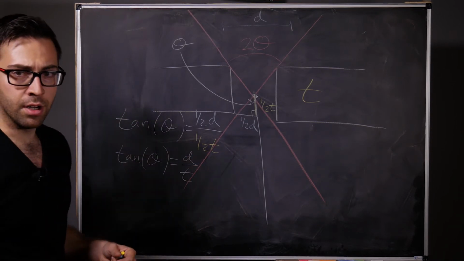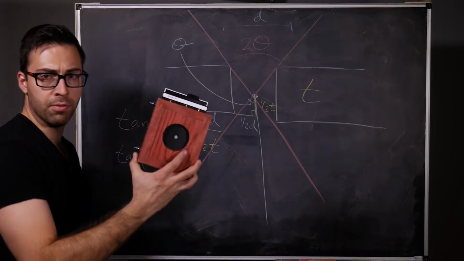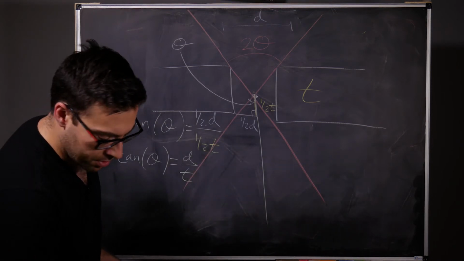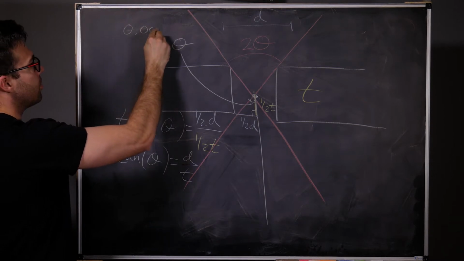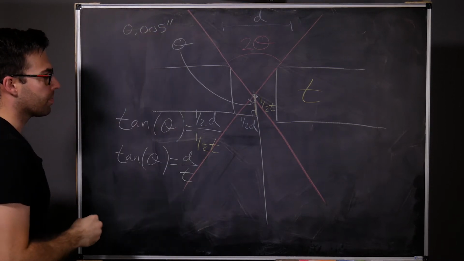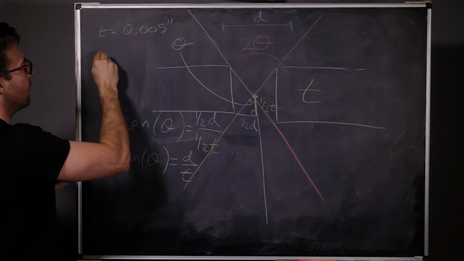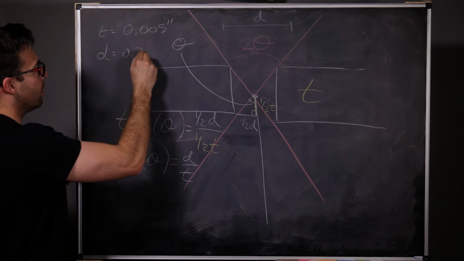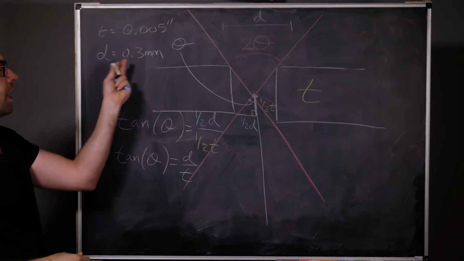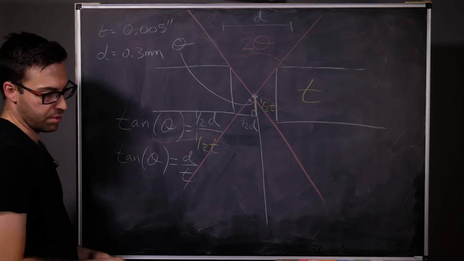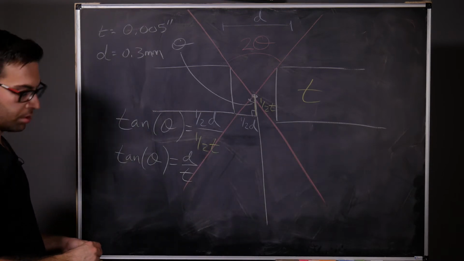So let's put some numbers in here, and we can solve for our angle. So this pinhole camera that I referenced before has a material thickness of 0.005 inches and a pinhole diameter, so this is t, and d is equal to 0.3 millimeters. So now here's the issue, right? We have to have both of these in the same units. So we're going to stick with millimeters because that's what most cameras are accustomed to.